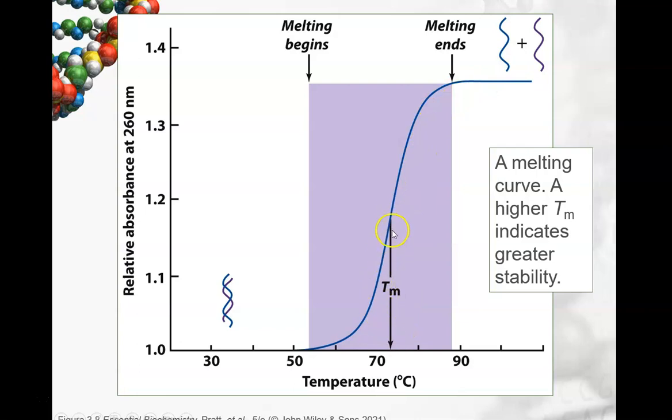And if you look at the inflection point of this curve, you can figure out the melting temperature. So this would be when the DNA is half melted. This particular sample of DNA would have a melting temperature a little higher than 70 degrees Celsius. So the higher the Tm, the greater the stability of the DNA.